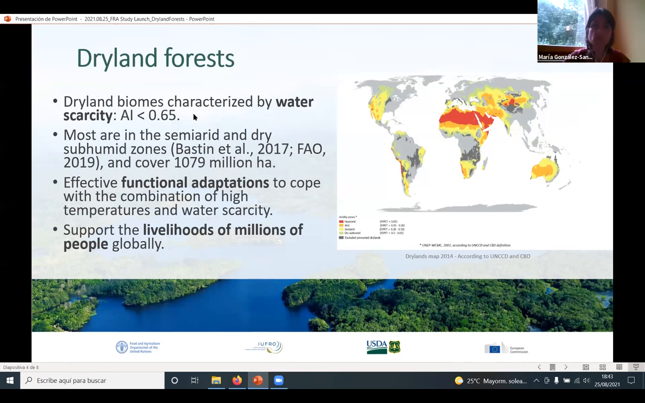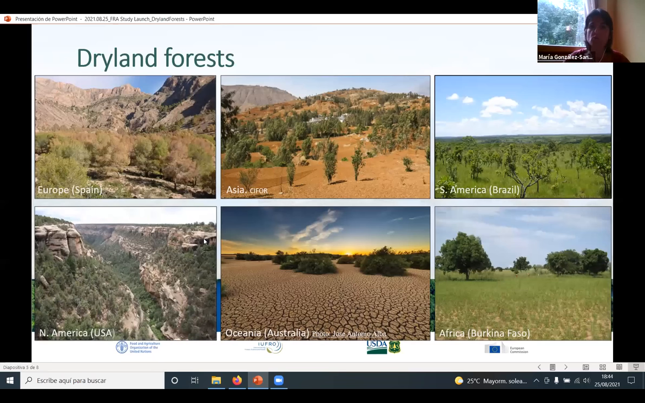And within these biomes, dryland forests are mostly located in the semi-arid and dry subhumid zones. And they cover around 1 million hectares. They have developed effective functional adaptations to cope with a combination of high temperatures and water scarcity. And of course, they support the livelihoods of millions of people globally. They are widely represented all over the world. We have a very good representation in each continent. So they are very important ecosystems.